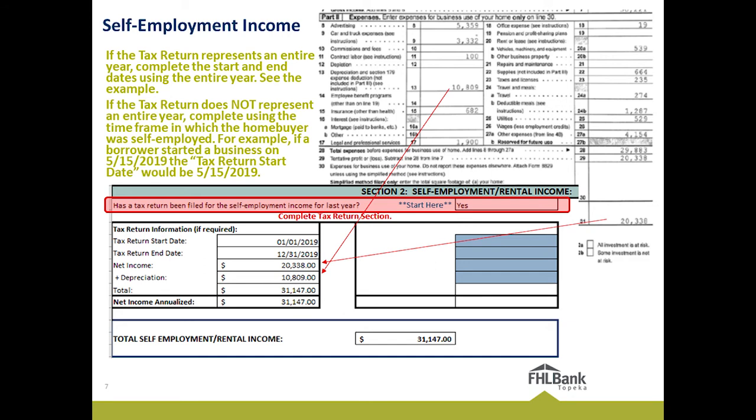In order to complete the self-employment section, start by answering the question if the tax return has been filed. In this example, the tax return has been filed and does represent an entire year. Enter the information from the tax return. If the tax return does not represent an entire year, complete using only the time frame in which the homebuyer was self-employed. For this example, the borrower was employed the entire year. However, if your borrower started their business on, say, May 1st, the tax return start date would then be May 1st.